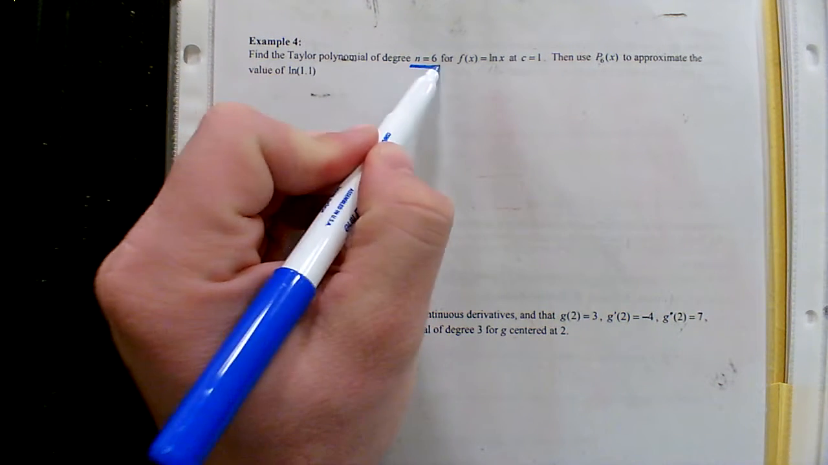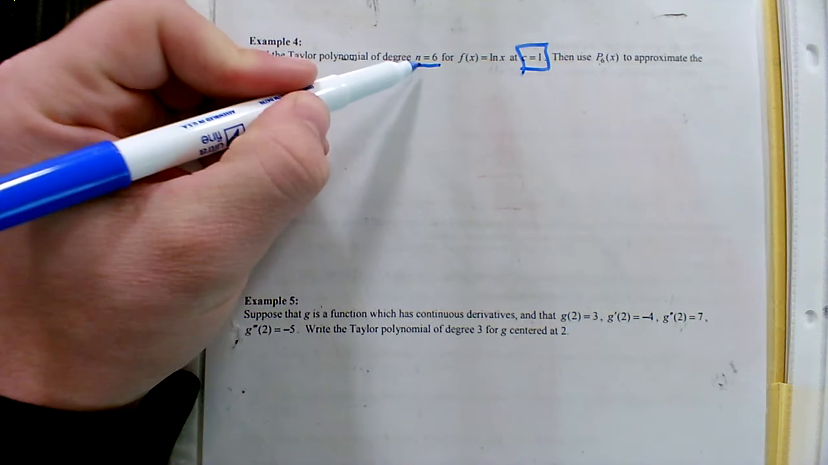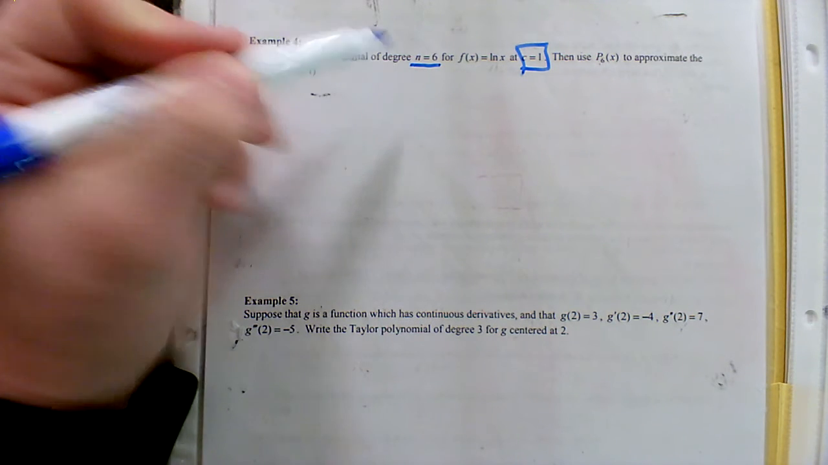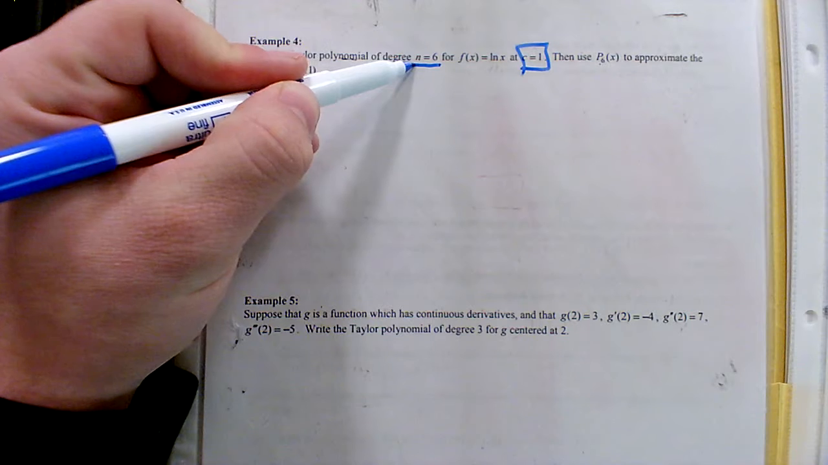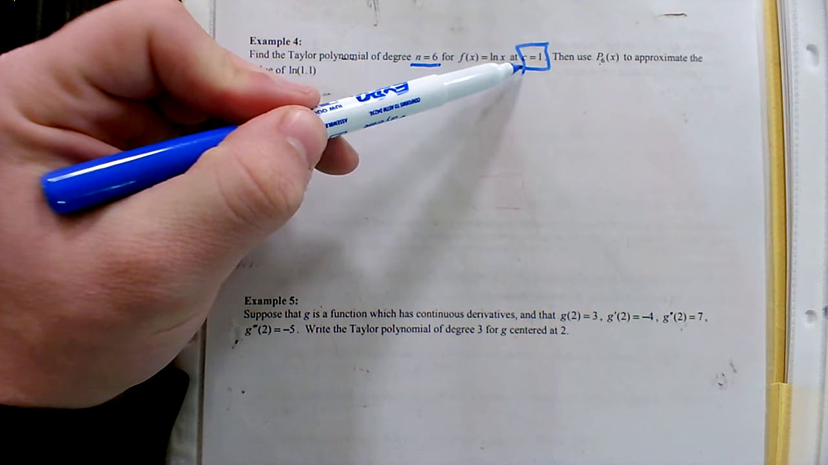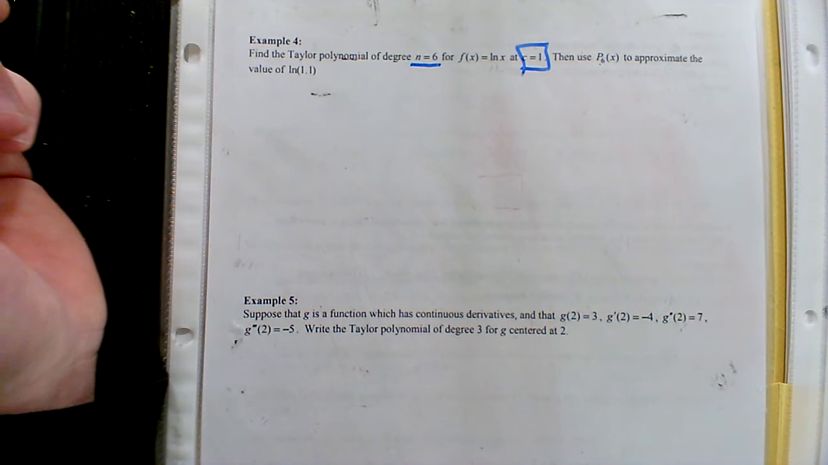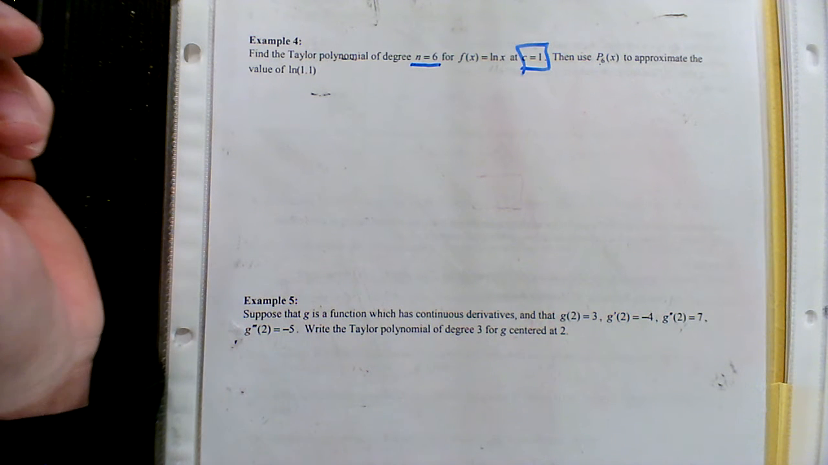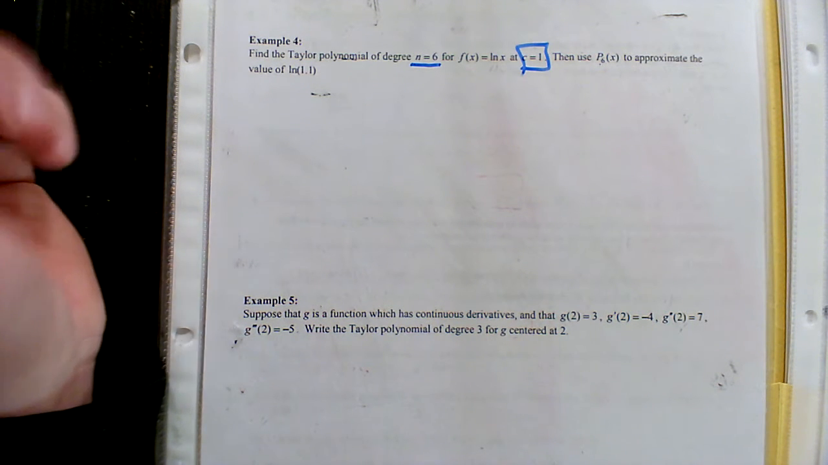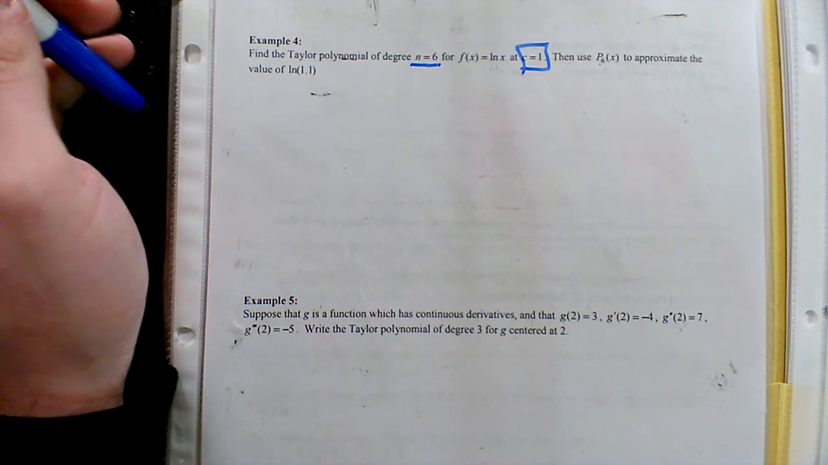So we know this is going to be important, and we know that this is important. So this tells us that we need to go to the 6th derivative. And c equals 1 tells us what? Yeah, the center of approximation is at 1, so it's not at 0. If it was at 0, it would be the what? Maclaurin, yes. But this is the Taylor centered at 1.